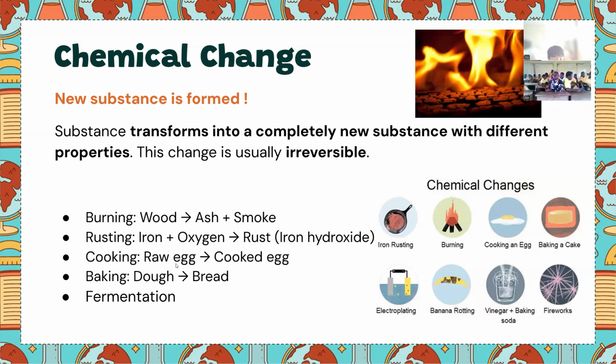Same with rusting. Iron and oxygen turn into rust, which is a new substance. Cooking, for example, turning a raw egg into a cooked egg, is a chemical change. And for baking, dough turning into bread is also a chemical change. A new substance is formed.